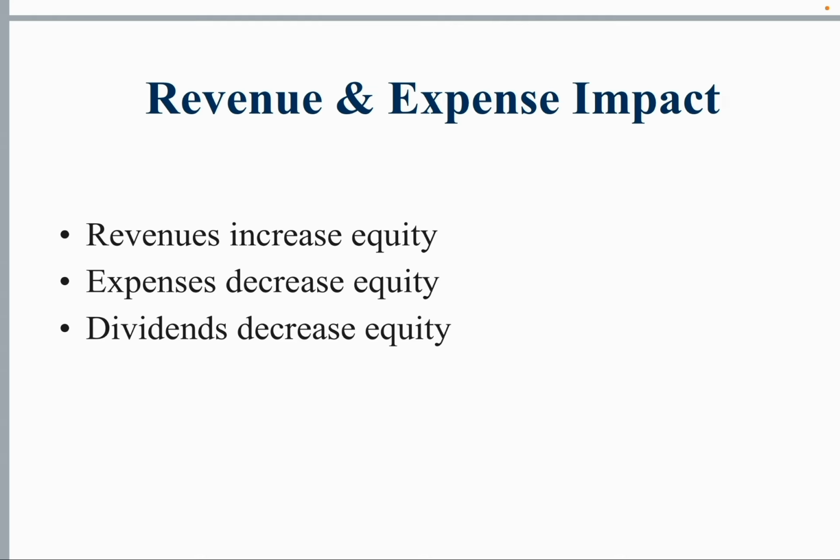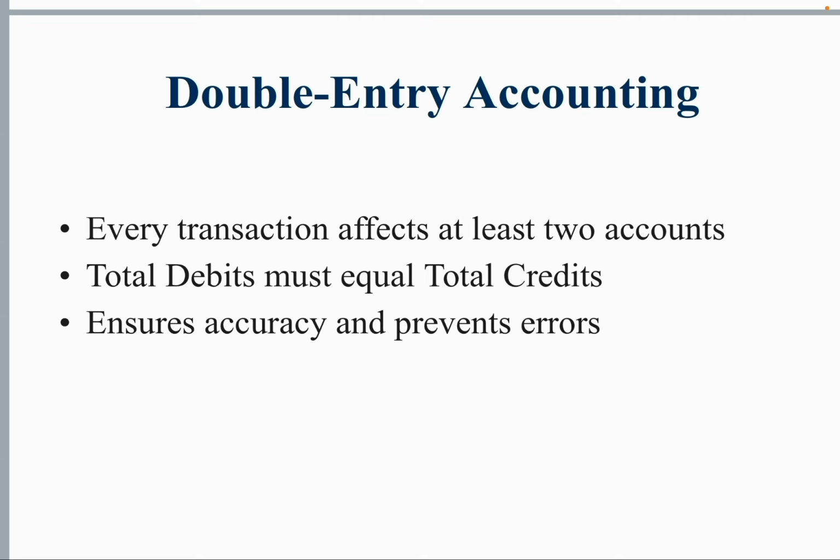Double-entry accounting. Accounting uses a double-entry system. Every transaction affects at least two accounts. And the basic rule is total debits equal total credits. If debits and credits don't match, the entry is wrong.